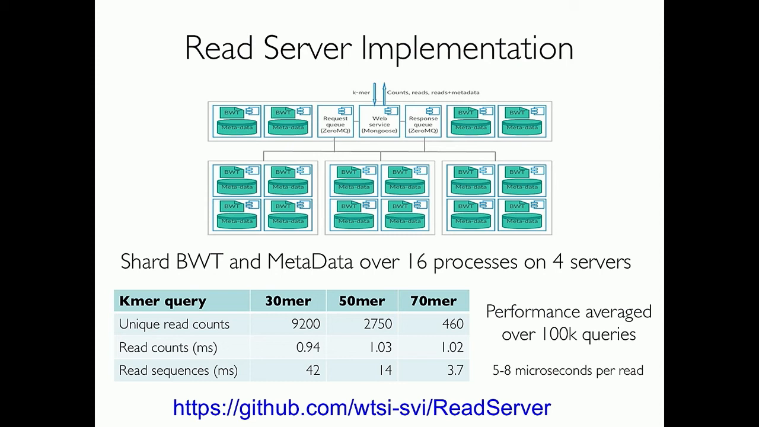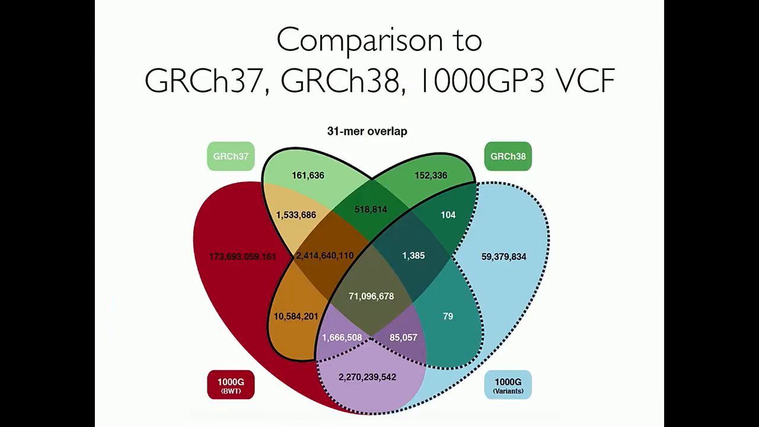There's an implementation available on GitHub called the Read Server. It's with a toy metagenomics data set. You can download and use that. So one thing we did is compare GRCh37, that's this oval, GRCh38, all the variants called in 1,000 genomes, and everything that's in our read set.